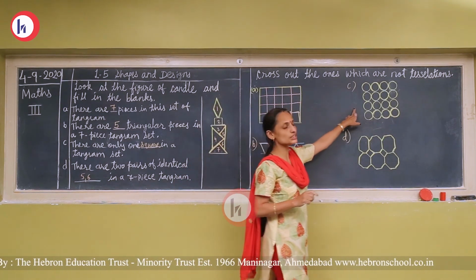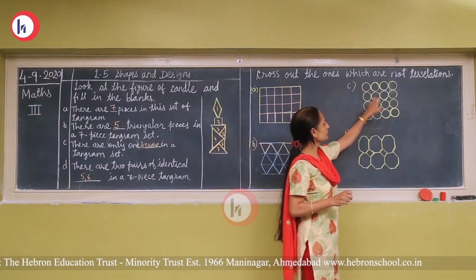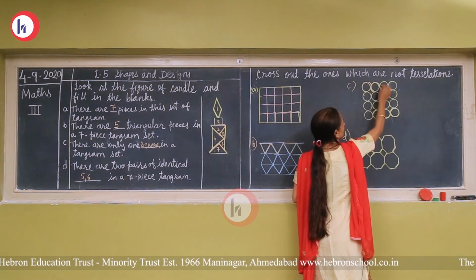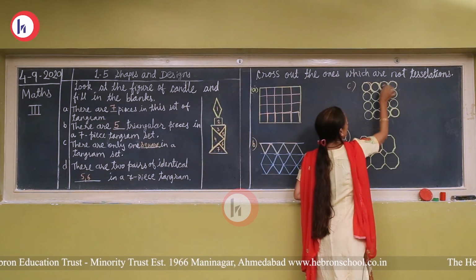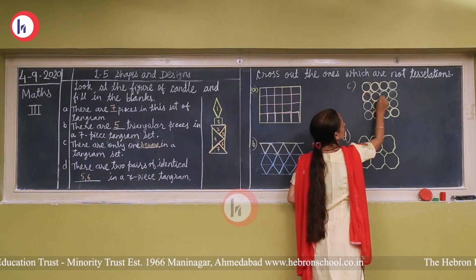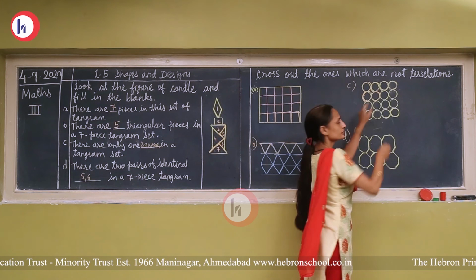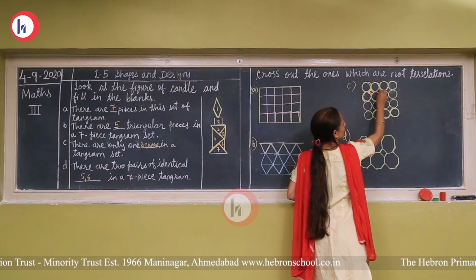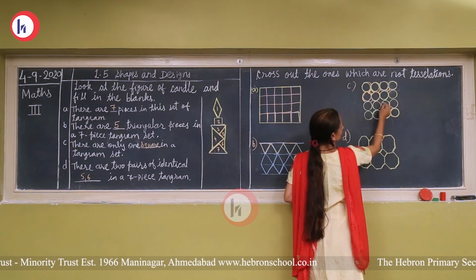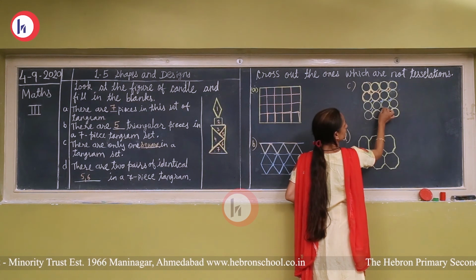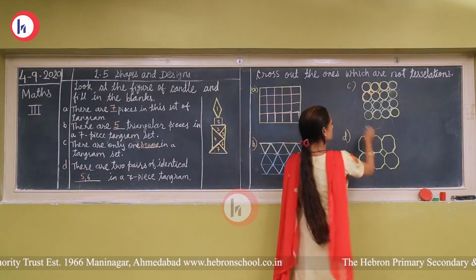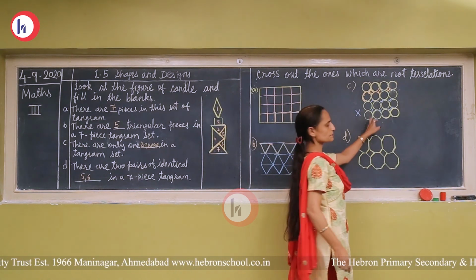Now next, which shape is used? Circle. Now we will check. See, one circle finished, then two circle, 3, here no gap, but for the second line, when we start the second line here, see 1 and 2. But here a gap is there. See, this is a gap between two circles. It is a gap. Means it is not a tessellation pattern. So we will put a cross for this pattern.